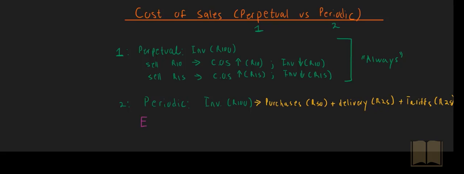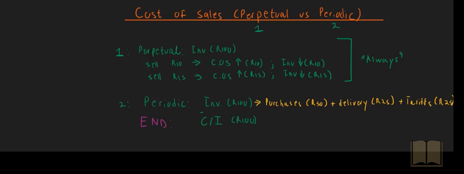Now here you don't have the resources, the technology, to calculate the cost of sales and inventory on a consistent basis. So you have to wait for the end of the period in order to find out what your inventory balance is, your closing inventory, and what your cost of sales is.